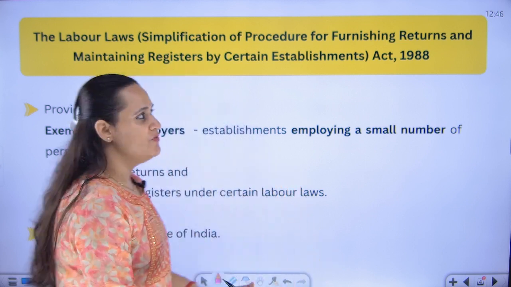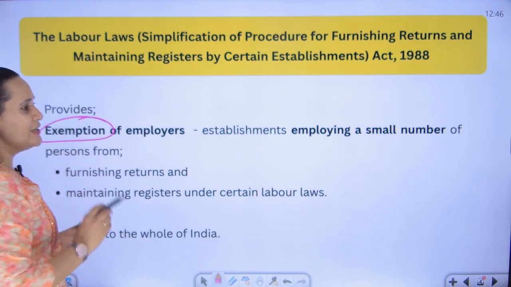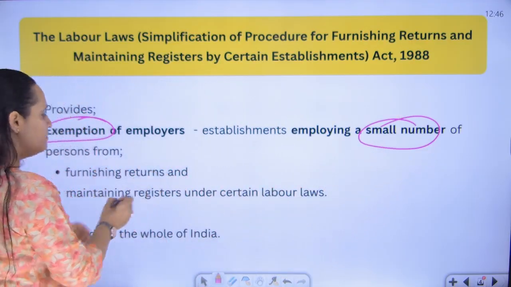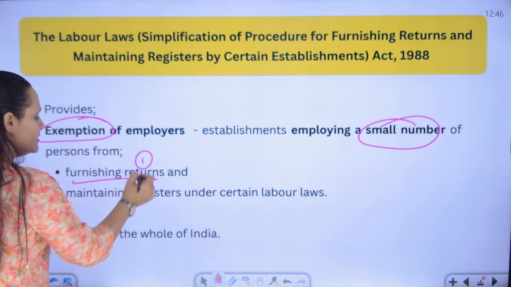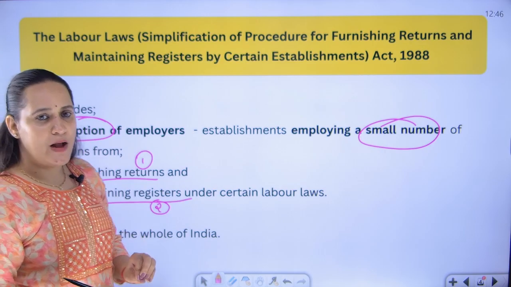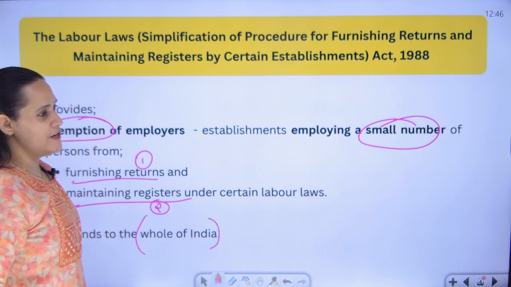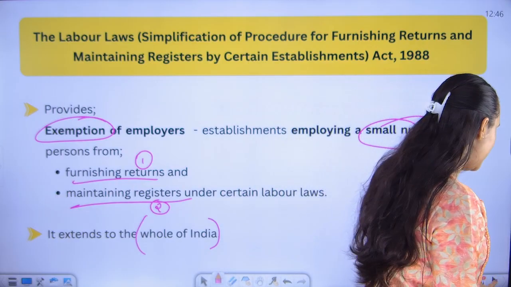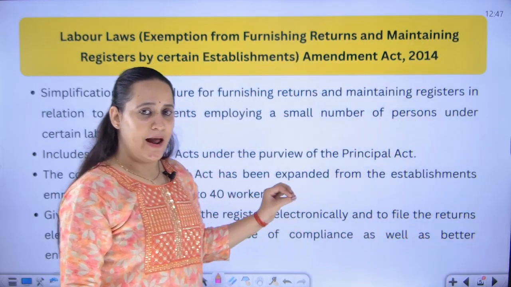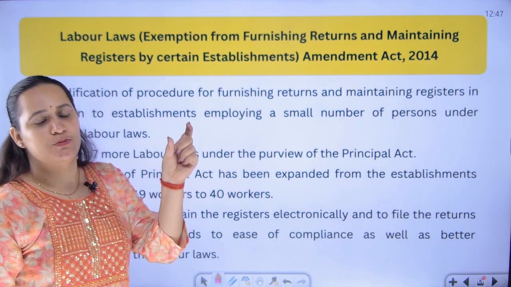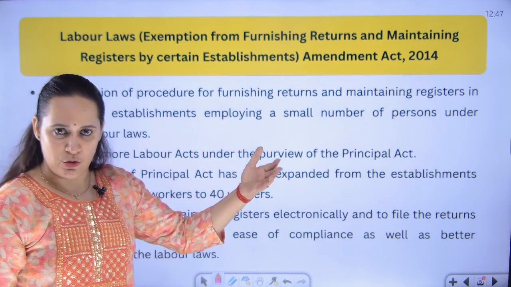So that is the purpose, where we are going to give industrial establishments which have a small number of people employed exemption from furnishing annual returns and exemption from maintenance of registers, and this act will be applicable to the whole of India. Any industrial establishment in any part of the country can claim an exemption under this enactment if they come under the definition of very small establishment or small establishment, which we are going to cover.